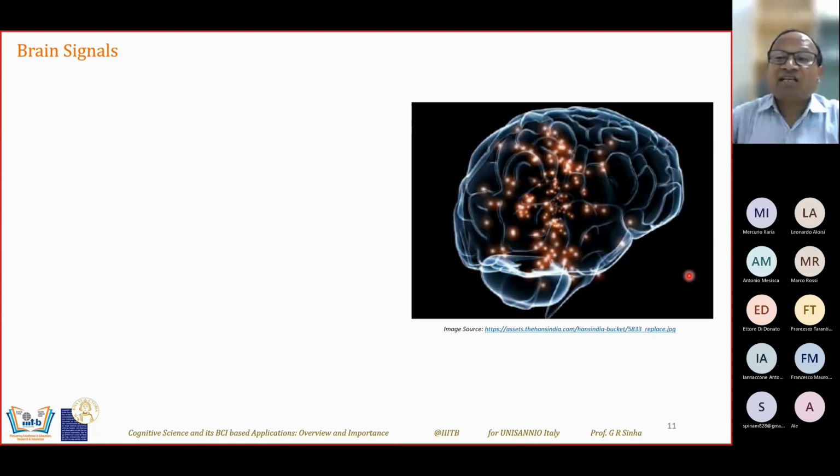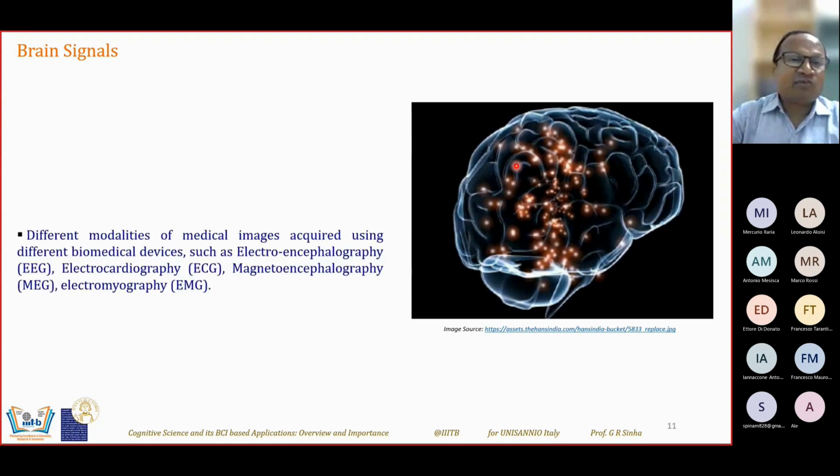You can ask one question here: Professor, why are signals not emitted from all parts of the brain? Because it depends on how much and what kind of work we are performing. So which part of the brain is responding, which part of the brain is active when you are doing some task, is very important.